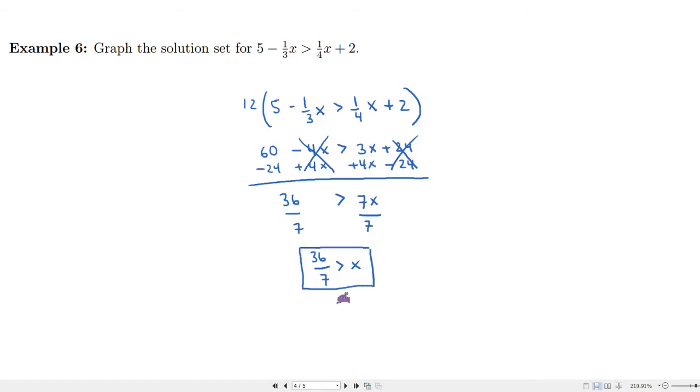Okay, so how do we graph that? Well, using the interval notation, we're talking about x being less than 36 over 7. So that's going to be an open circle. And again, remember, there's 2 ways that you can read this, right? 36 over 7 is greater than x, or x is less than 36 over 7. But just be careful. We're going to be talking about what's over here. Oh, I should label this 36 over 7. And x is going to be less than this.